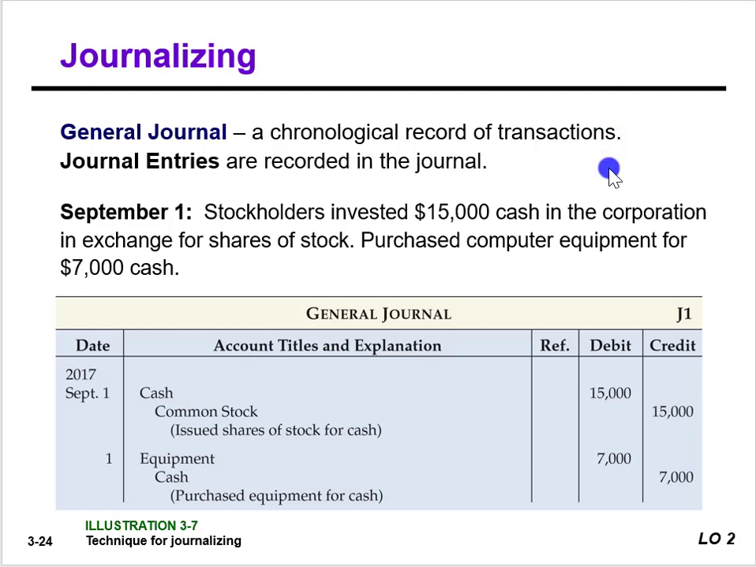So what we have here is two transactions, and how you will journalize them. The first one is going to be a debit to cash and a credit to common stock. And the second one is a debit to equipment and a credit to cash.